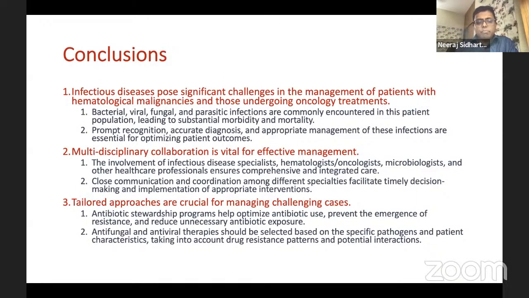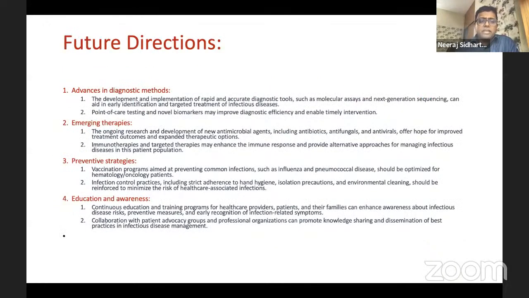And of course, one of the things that we would generally do is to continue antibiotics forever. So the AMS actually taught us that you should reduce the unnecessary antibiotic exposure whenever possible. Also, when you do antifungal and antiviral therapies, it should be based on specific pathogens. For example, if you have an Aspergillus, you would go for empiric treatment with voriconazole. And if you have a suspected candidemia, then we would rather go for echinocandins. Also, the patient characteristics, taking into account their renal functions, drug interactions, and drug resistance patterns, would be important in taking decisions in these cases.